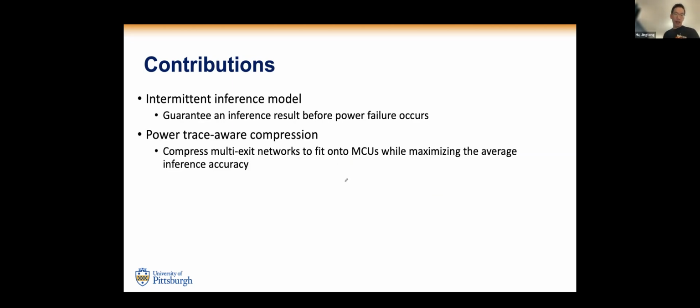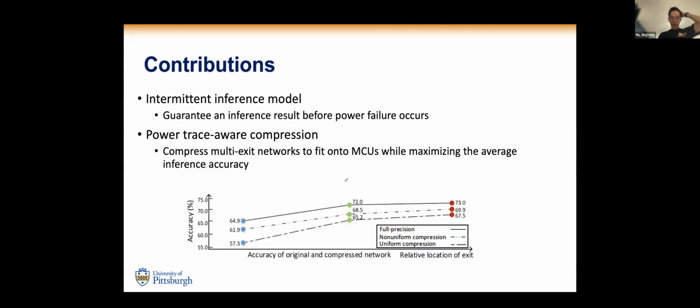Second, we proposed a power trace aware compression algorithm. So we compress multi-exit networks to fit to microcontrollers. So you may ask, what is the difference between this multi-exit network compression versus traditional network compression? Because pruning and quantization have been proposed for a long time, right? So what are the main differences?